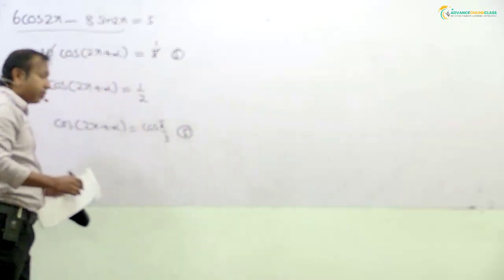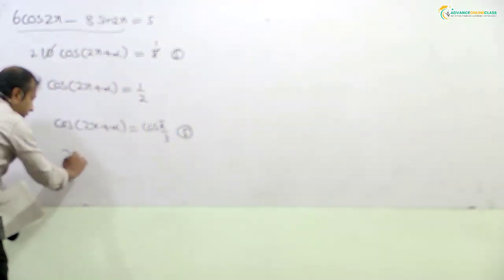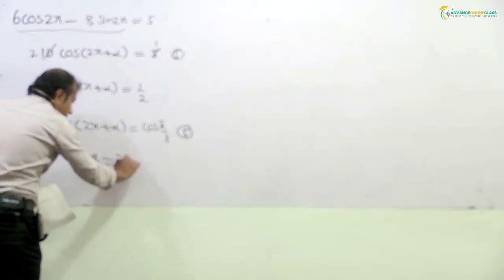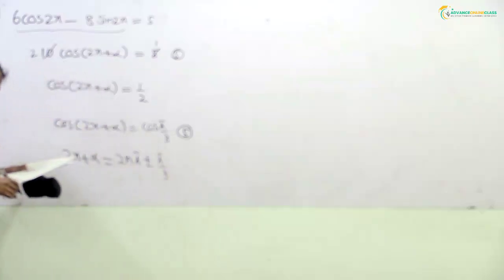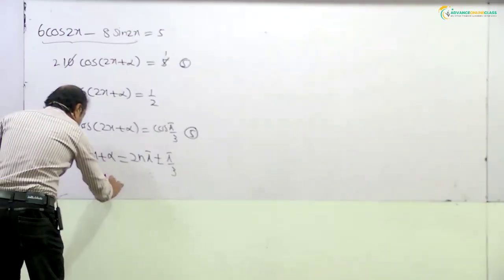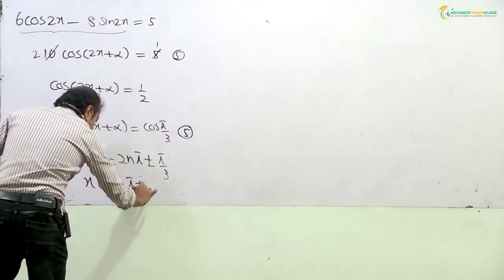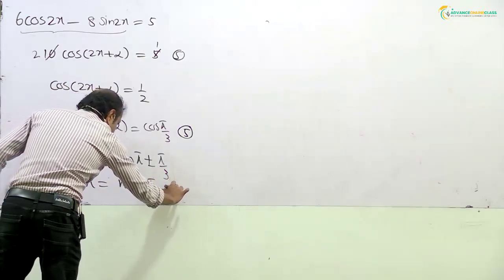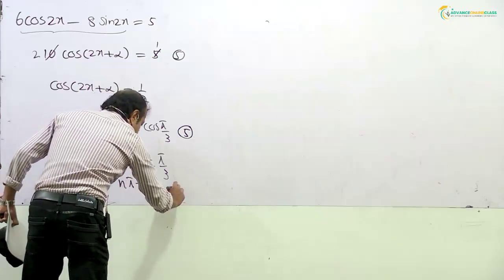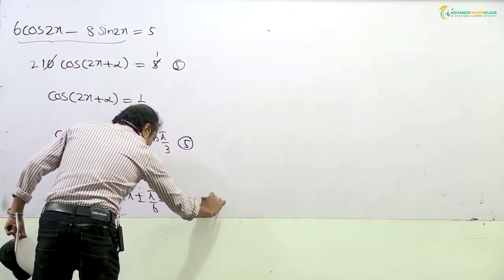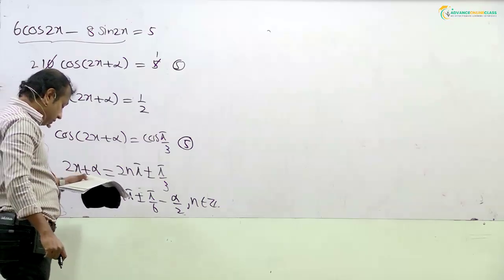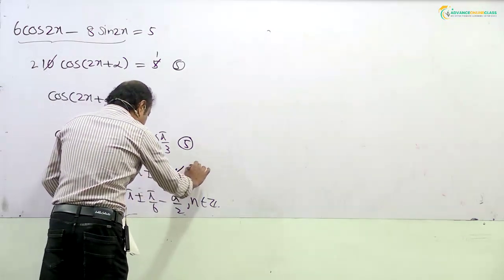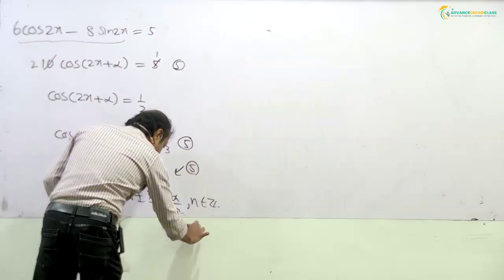Now we can write the general solution. Tell me, what is the general solution? 2x plus alpha equals 2n pi plus or minus pi by 3. Make x the subject: take alpha to the right-hand side and divide by 2. x equals n pi plus or minus pi by 6 minus alpha by 2. The general solution, n is any integer. For that, yes, 5 marks come in. For this also, another 5 marks given in the marking.